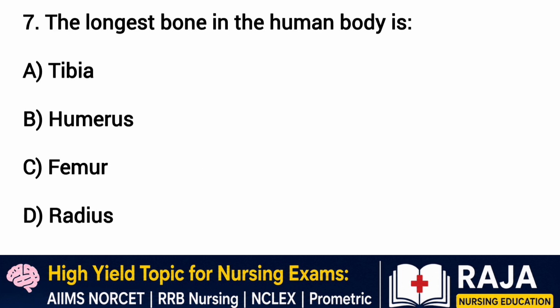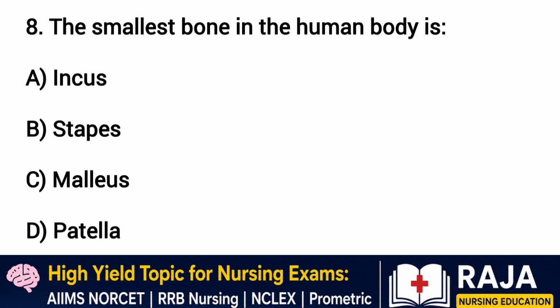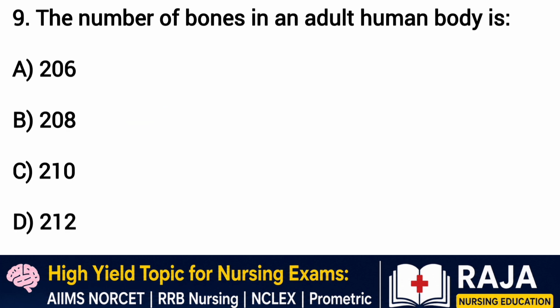The longest bone in the human body is? The answer is C. Femur bone. The smallest bone in the human body is? The answer is B. Stapes. The number of bones in an adult human body is? The answer is A. 206.